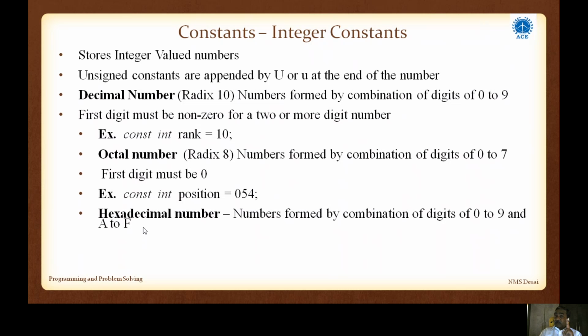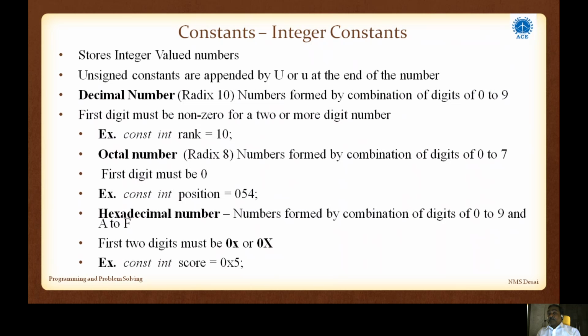Again, how to represent them? The first two characters have to be 0x. See here, the first two characters must be 0 and lowercase x or uppercase X. Example, const int score 0x5. Now, when the compiler sees 0x, this number will be interpreted as hexadecimal and the operations will be performed on hexadecimal numbers. When the compiler sees 0, the operations will be performed on octal numbers. When nothing is seen, the first digit is seen, it will be interpreted as decimal.